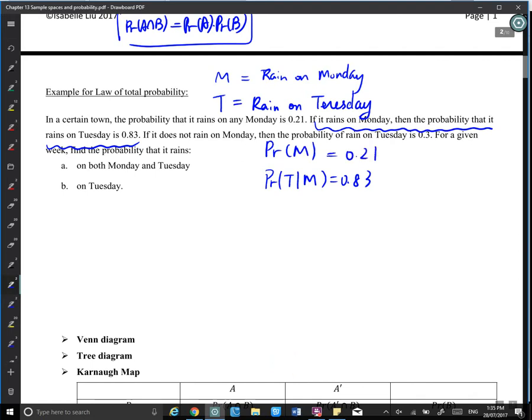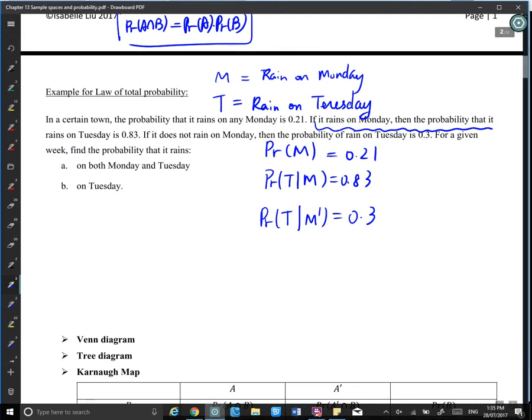And the next one is, if it does not rain on Monday, then the probability of rain on Tuesday is 0.3. So it's still probability of T given M dash equals 0.3.